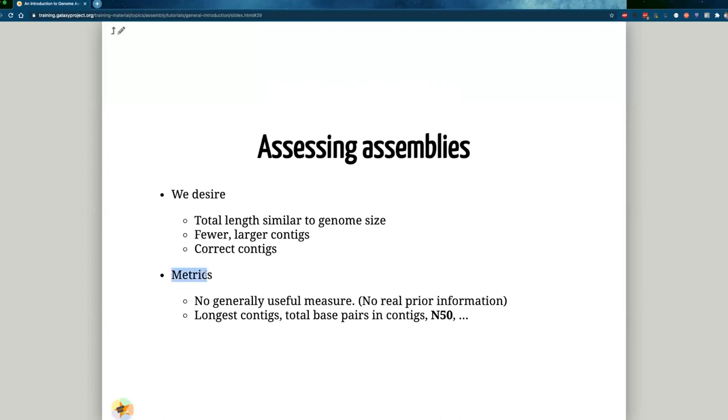And to do this, we have some things called metrics. There's no real generally useful measure, because you don't really have any prior information, so we don't have a truth set. We can't say, yes, this is 99% true, because we don't really know. But what we can do is measure the number of long contigs, or look at the total number of bases in contigs and compare it with our genome length. We can calculate this thing called the N50, which is a statistic that gets used a lot in assemblies, and it's basically a measure of how together my assembly is.